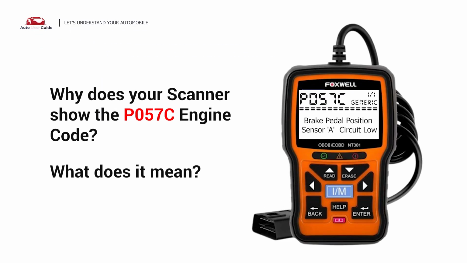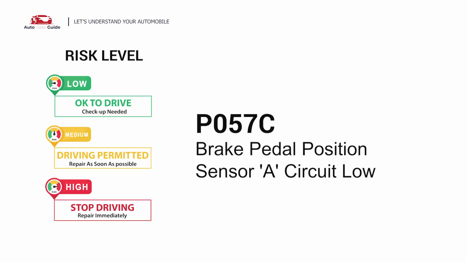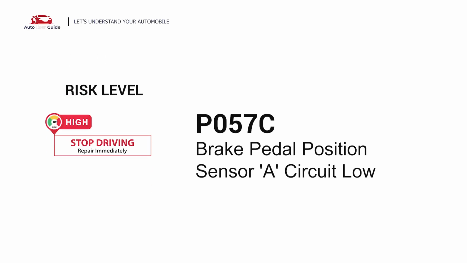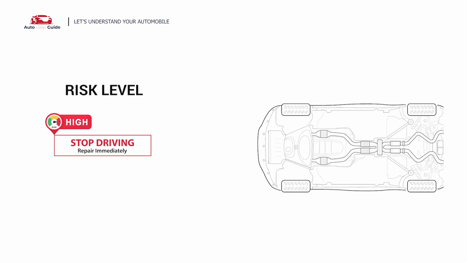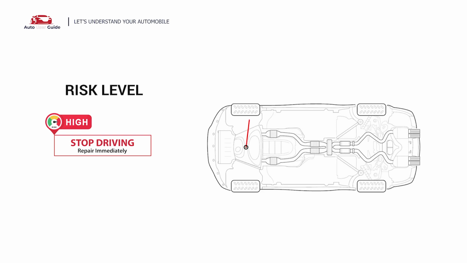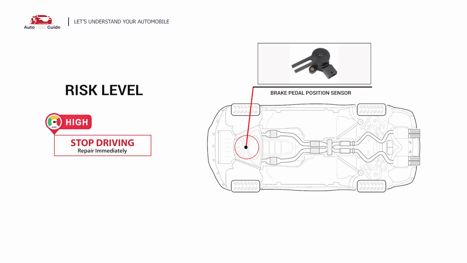Why does your scanner show the P057C engine code? What does it mean? P057C is a diagnostic trouble code for the brake pedal position sensor A circuit low. This error code indicates a brake pedal position sensor A circuit low.